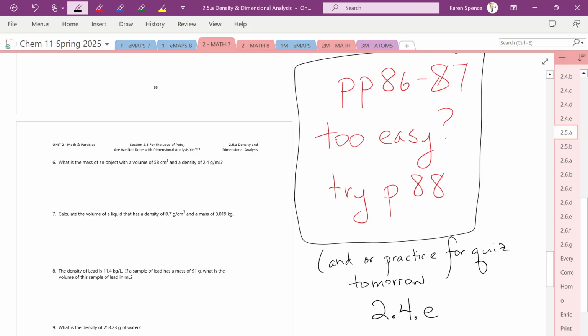That's the dimensional analysis one, right? The unit conversion? Yeah. Form B. No? Just handing that in? Good, good, good.